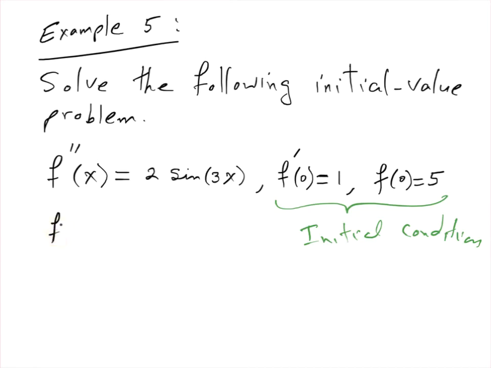So f prime of x is the antiderivative of 2 times sine 3x. So we know what function, if you take its derivative, becomes sine, and that's cosine, right? Not exactly sine, it's minus sine, right? Derivative of cosine is minus sine.